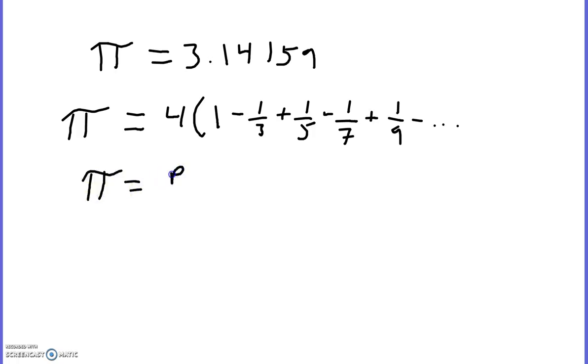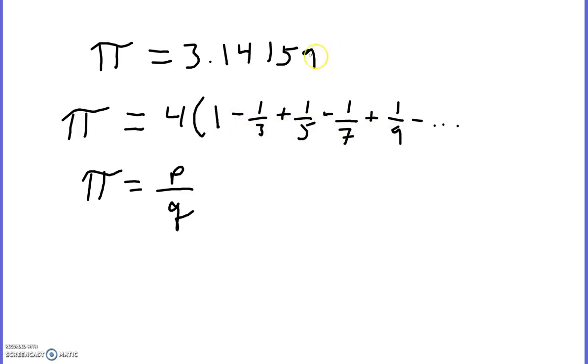cannot be written as a fraction itself, p over q, where p and q are each integers, right? Integers, for those of you that haven't seen them in a while, are all of the whole numbers, 0, 1, 2, 3, 4, 5, 6, 7, 8, 9, and their opposites. We cannot write pi as a ratio, as a division problem of that. And yet pi can actually be made up of a whole bunch of rational numbers. So there is a pattern to how they get pi, and there has to be.